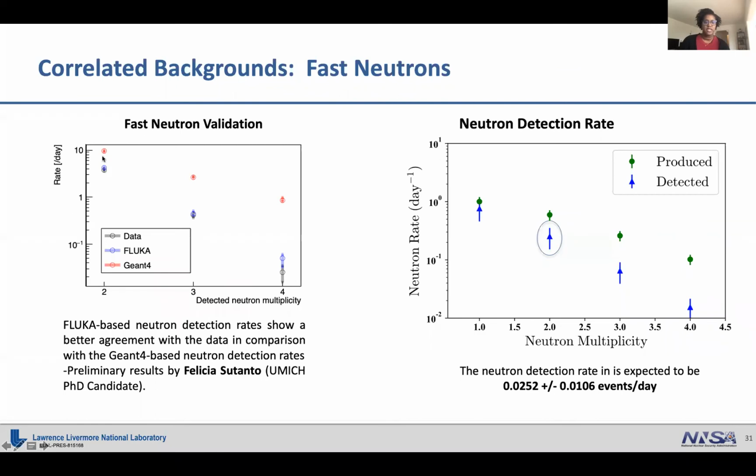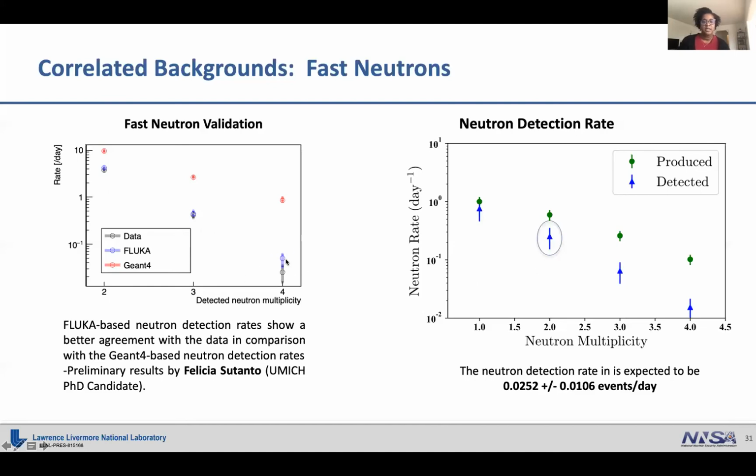So if you see 2 neutrons, or 3 neutrons or 4 neutrons for your detected neutron multiplicity, we really care about the 2 neutron contribution because that's what's going to look like an inverse beta decay, because we veto excess multiplicity events. And so she showed that by using the Fluka simulation framework for the neutron production, we were able to get better agreement with our actual data. And so that's what we now use within our simulation framework.